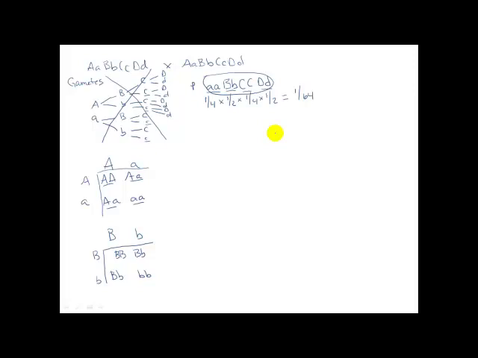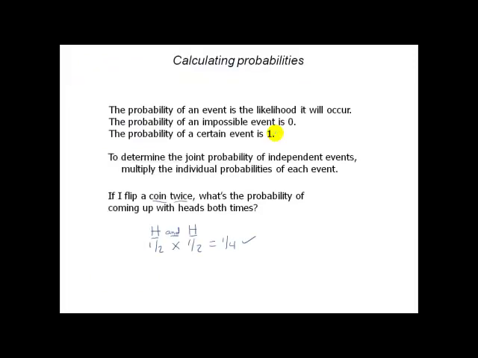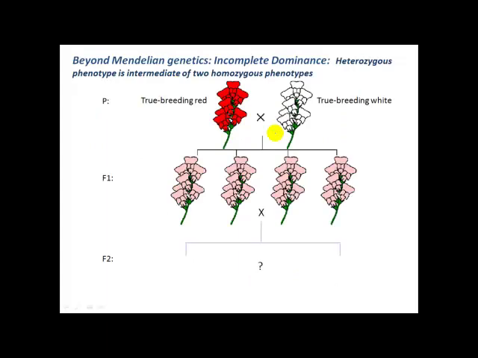But let's move on and let's think about other types of inheritance patterns beyond what Mendel described. So these might be referred to as beyond Mendelian genetics, stuff that he did not report on, but which we since have figured out definitely happen out there in nature. The first pattern that we're going to look at is incomplete dominance.